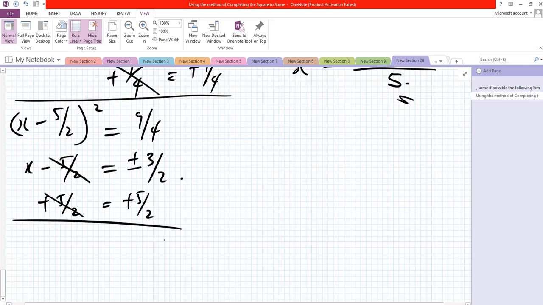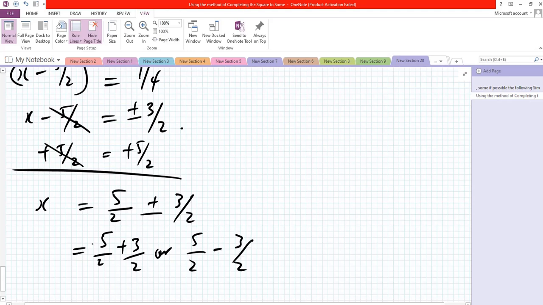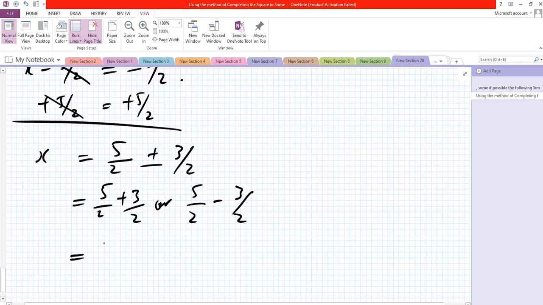this will cancel out this. You are left with x is equal to 5 over 2 plus or minus 3 over 2, sorry. Here now you have x is equal to 5 over 2 plus 3 over 2 or 5 over 2 minus 3 over 2. So this will give you 8 over 2. 8 over 2 is 4.